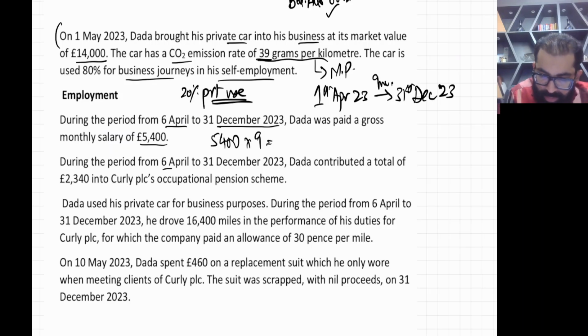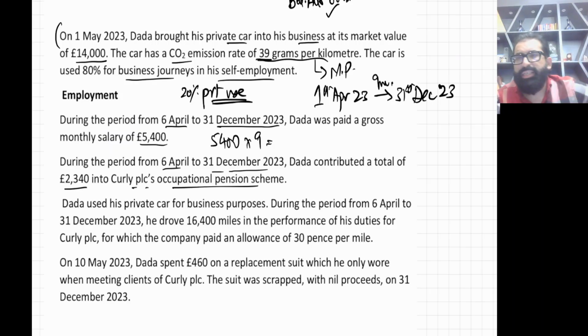During the period from 6th April to 31st December, Dada contributed a total of 2340 into Curly's PLC. Employee's contribution in an occupational pension scheme is an allowed expense. Yes, it is an allowed expense, so you need to deduct it from employment income in the PNL.